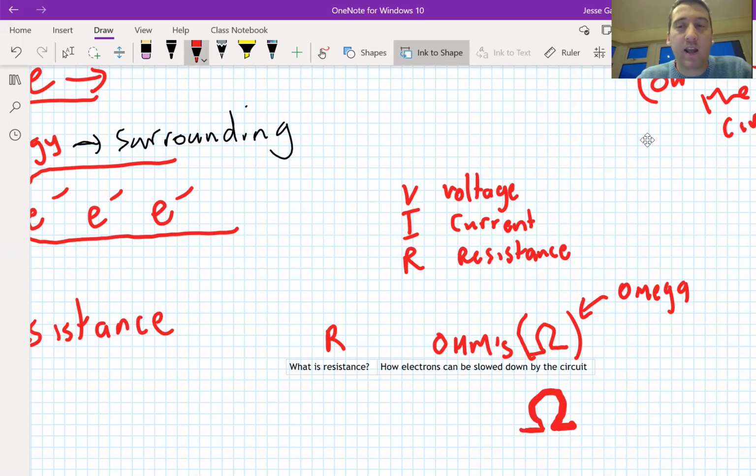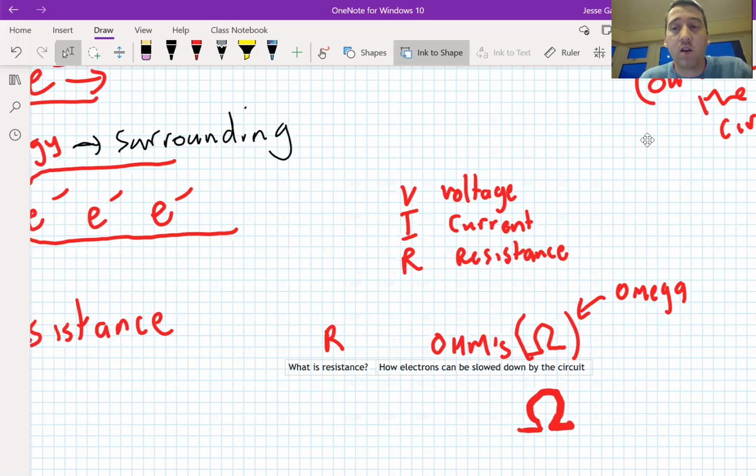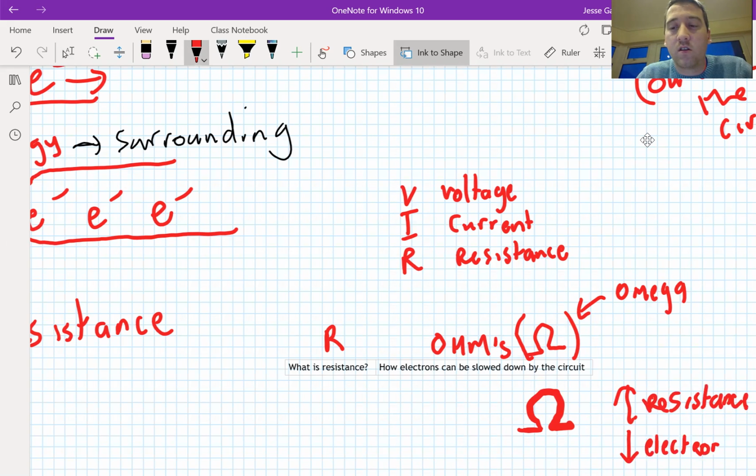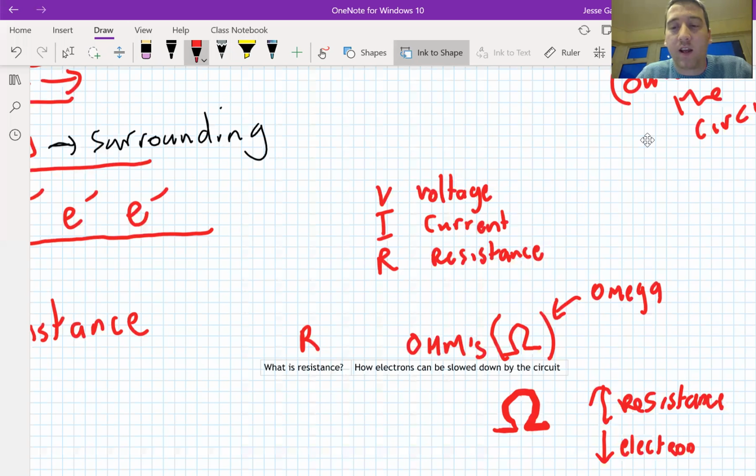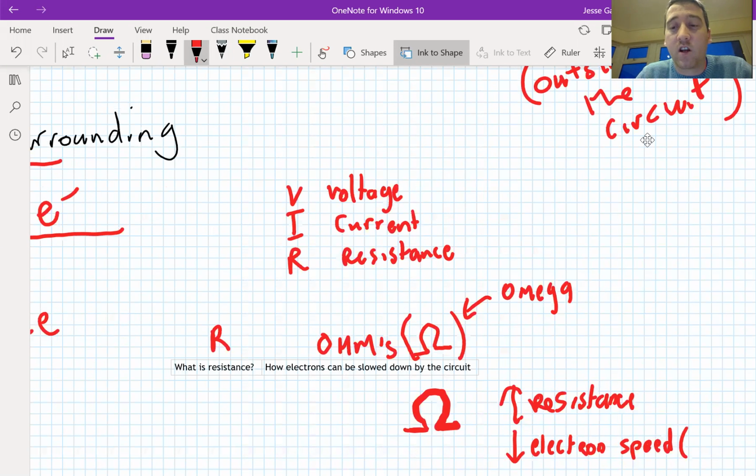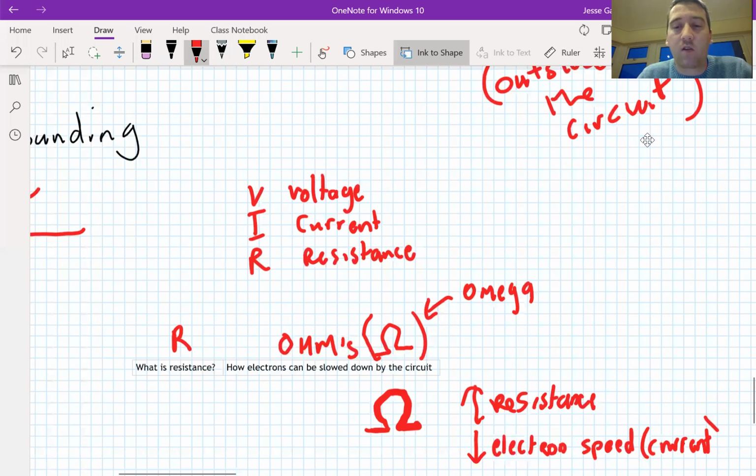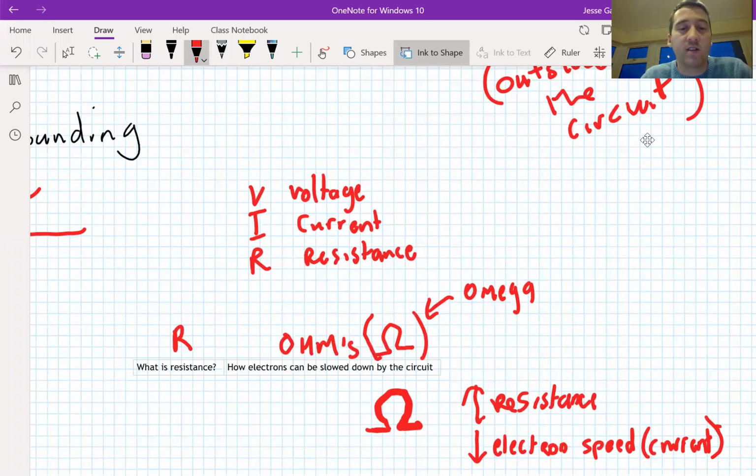So with ohms, 10 ohms versus 100 ohms, 100 ohms is obviously a bigger resistance. That means the flow of electrons is slowed down more. So higher resistance means slower electrons, electron speed if you like, or another way of saying this, lower current. Higher resistance, lower current, because you're slowing the flow of electrons down.